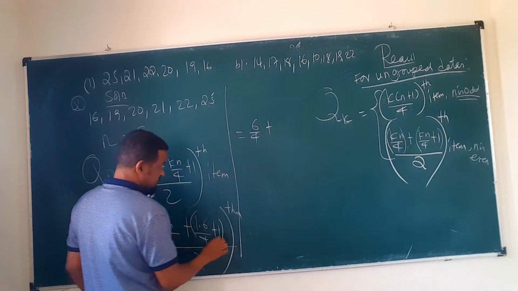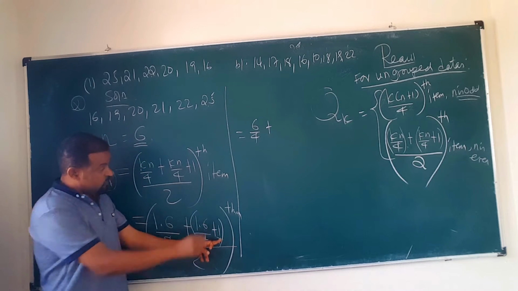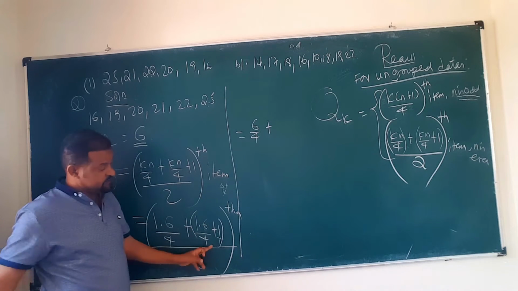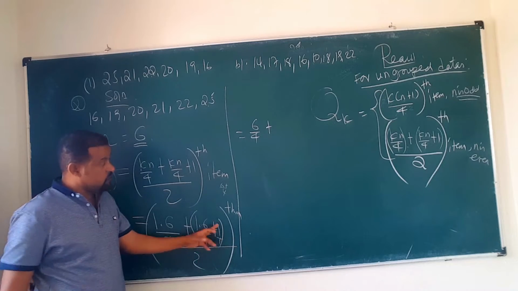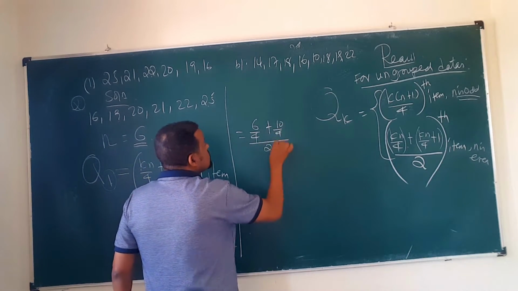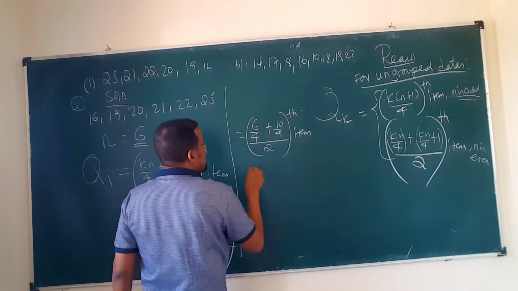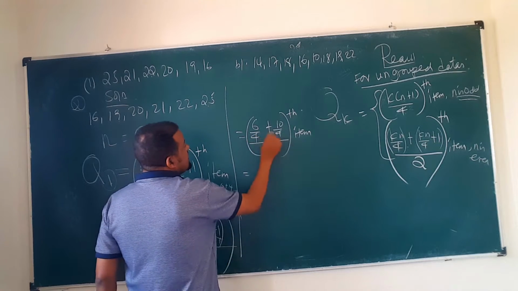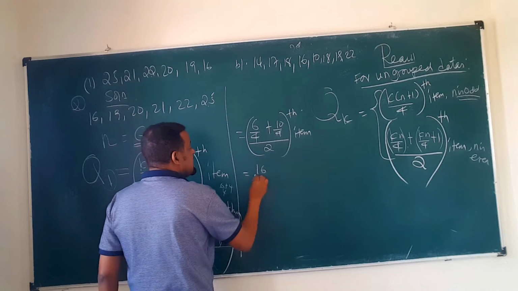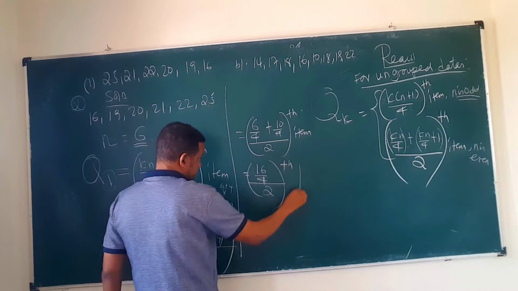እዚህ ጋር እንደምረው. 6 over 4 plus 1: the LCM is 4. 4 divided by 4 is 1, so 6 plus 4 times 1 is 10, which is 10 over 4. 10 over 4, the whole over 2, is this item. The LCM is 4, 6 plus 10 is 16 over 4, the whole over 2, this item.